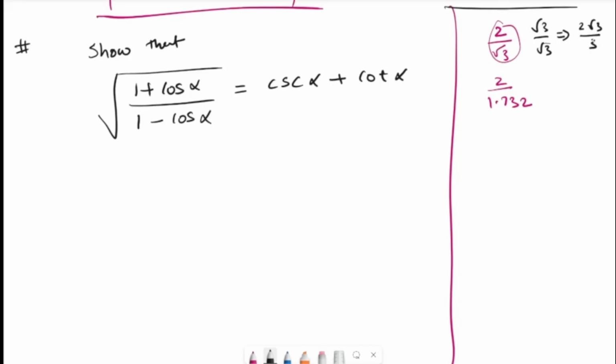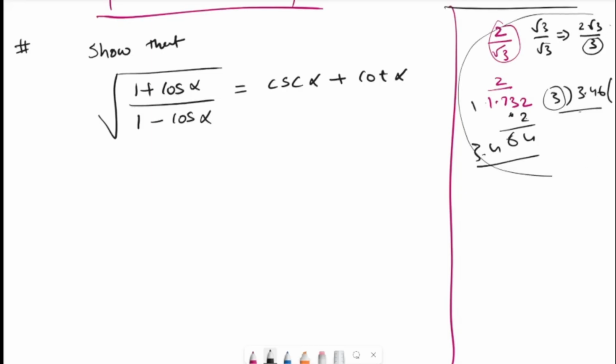1.732 times 2 is some decimal. Say 1.732 times 2: 2 twos are 4, 3 twos are 6, 7 twos are 14, 2 ones are 2, and 3. 3.46, something like that. So 3.46 is very easy to divide by 3 rather than 2 dividing by root 3. This concept is called rationalization.